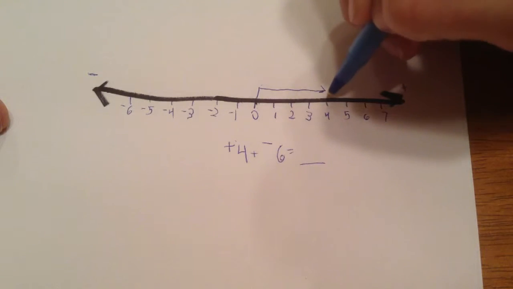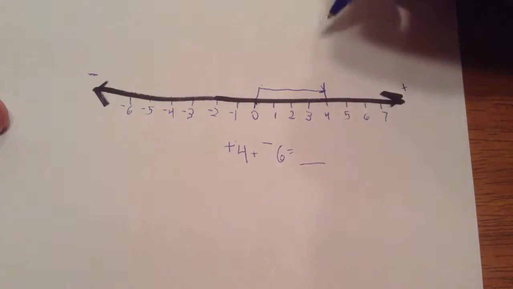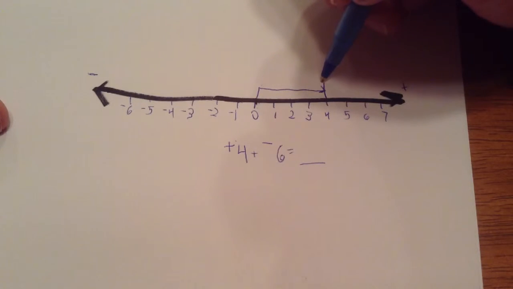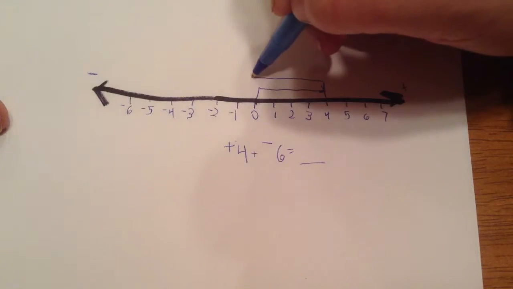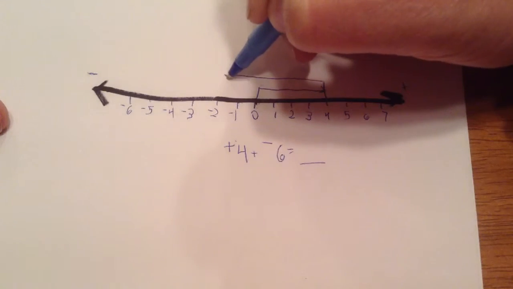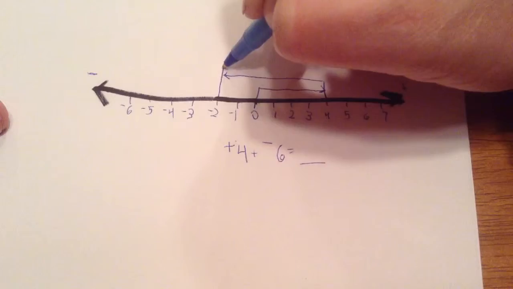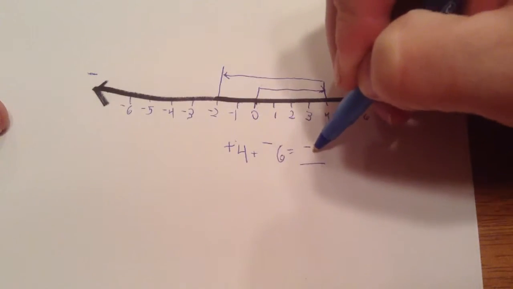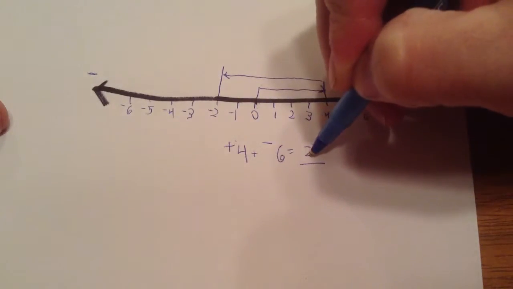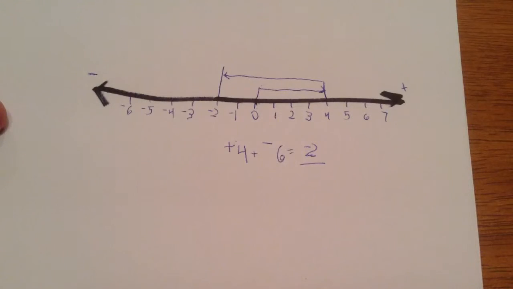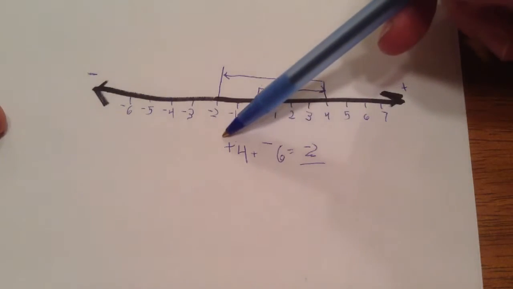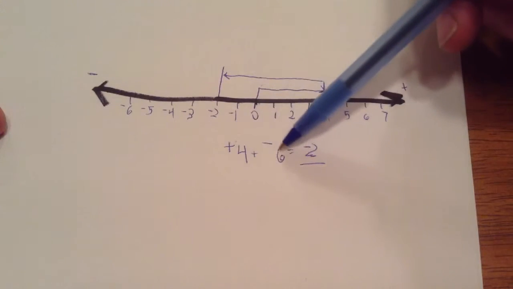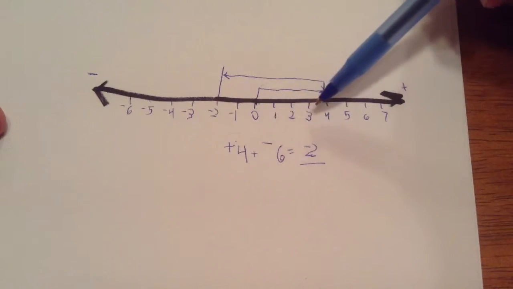1, 2, 3, 4. And to that I add a negative 6. So I end up over here, there's 4 units in the negative direction, 5 units, 6 units in the negative direction. I end up over here at a negative 2. So positive 4 plus a negative 6 is negative 2 because I move in the direction of the sign: 4 units and then 6 units in the negative direction.